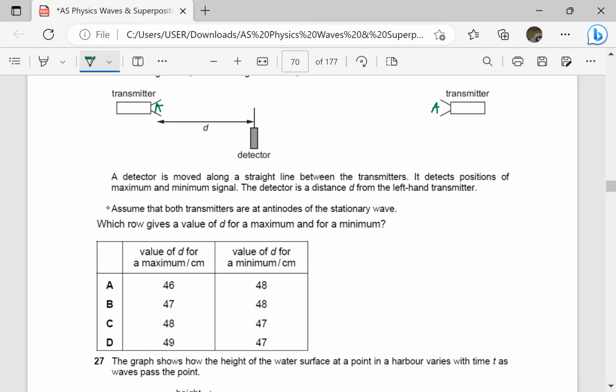So the answer can't be A, it cannot be B, because A is showing the maximum is at a smaller distance than the minimum. And even this one is showing the maximum is at a smaller distance than the minimum, which should be the reverse. Then the reverse, we are seeing that the maximum here is at a greater distance than the minimum.